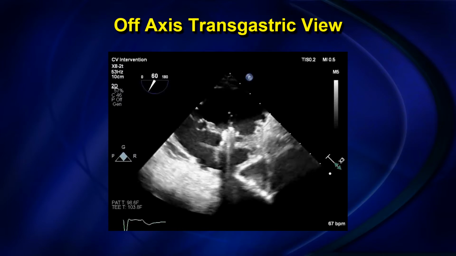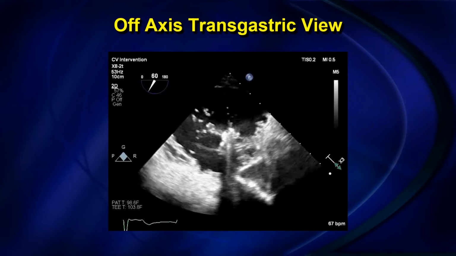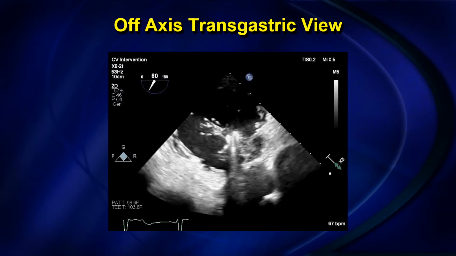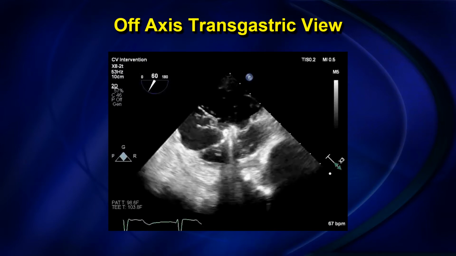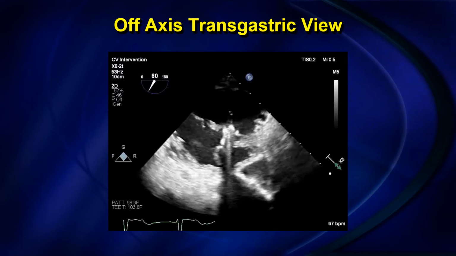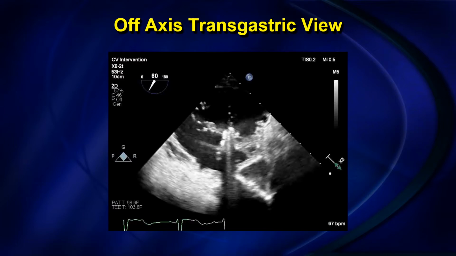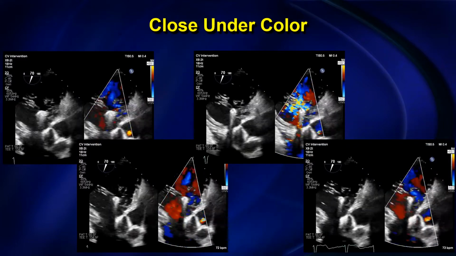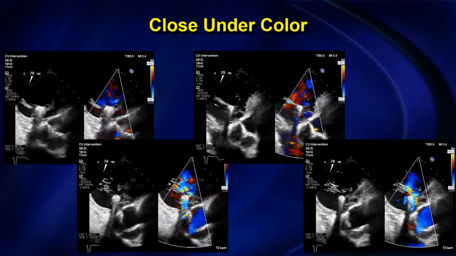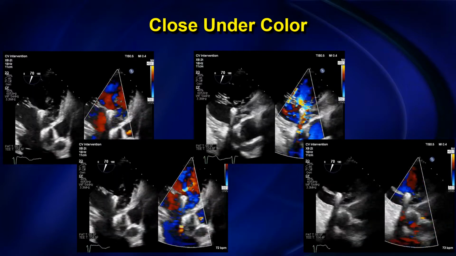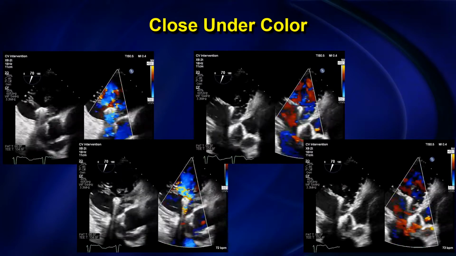As the clip closes, an off-axis view can sometimes look like this hybrid view, with the leaflets inserting into the clip arms, and the image above the clip looking more like a short-axis view. The clip can then be closed under color to watch the tissue bridge and location of any residual tricuspid regurgitation.